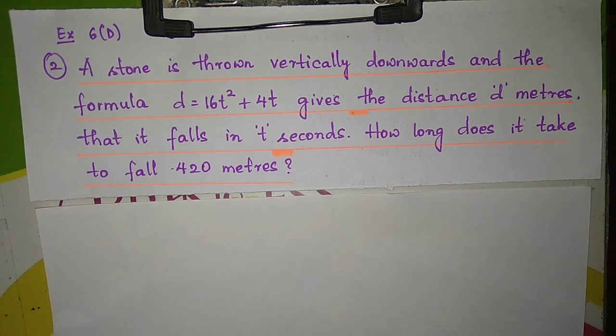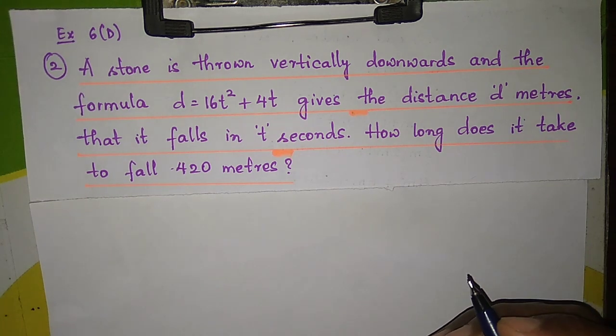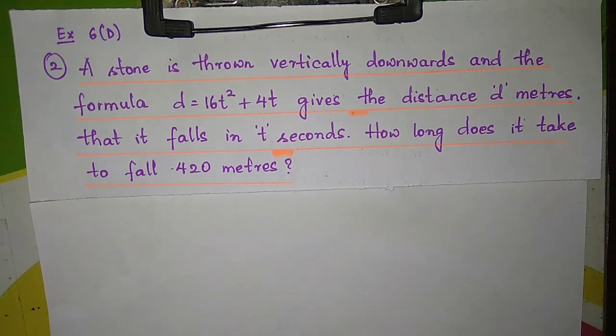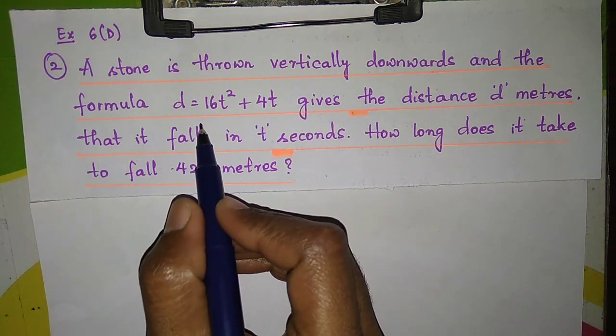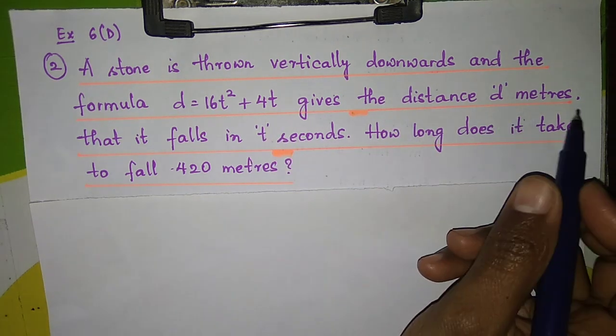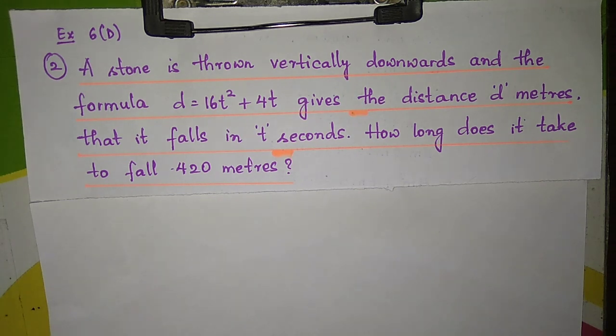Hi viewers, now I am solving this problem chosen from ICSE syllabus 10th standard mathematics 6th chapter exercise 6D second problem. A stone is thrown vertically downwards and the formula d is equal to 16t square plus 4t gives the distance d meters that it falls in t seconds. How long does it take to fall for 20 meters? You can pause the video and read the problem once again.